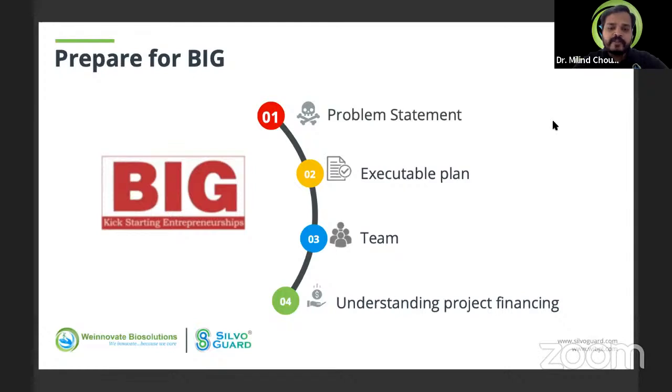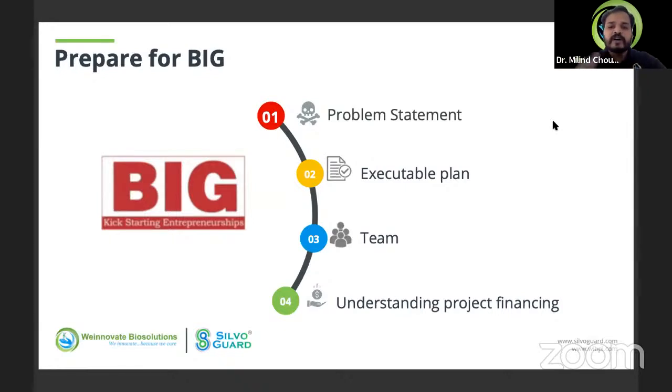Third is the team, because as scientists, we are primarily loners. We work in individual zones or with our students, some colleagues and collaborators. But when we talk about a business proposition, the team has to be a multi-varied kind of team. It cannot have all people of the same background or the same skill set. You will have to build a team which has multiple skill sets together.